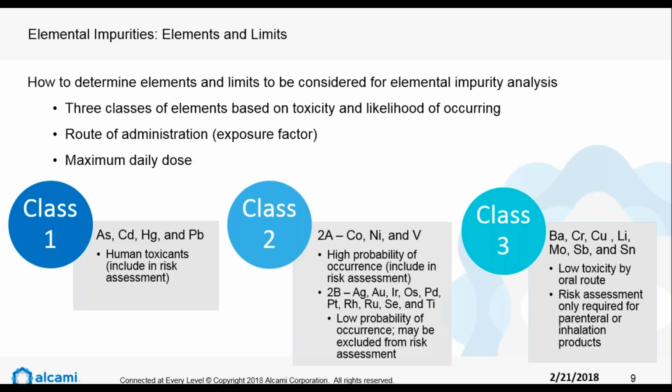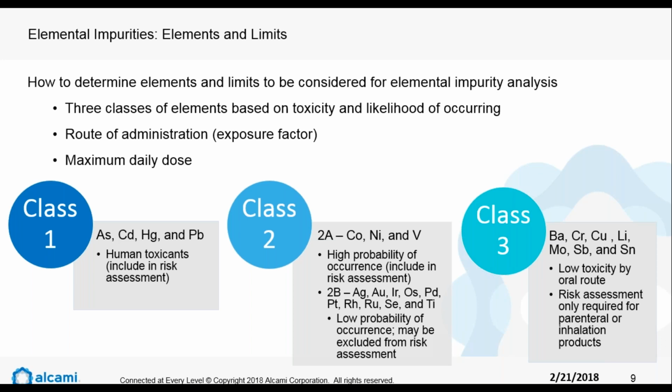So the elements and limits: there are a few tables. The tables are harmonized, but there's one in USP, the EP has one, there's the ICH document and the FDA guideline. They all have the same tables that talk about the classes of elements, their limits, and relative to the PDE. There are three classes of elements. You have class 1, 2, and 3, and this is determined by the toxicity of the element and its likelihood of occurring. Which ones need to be analyzed for?